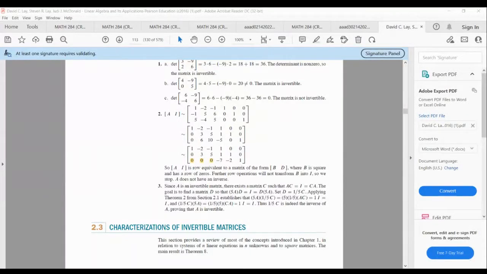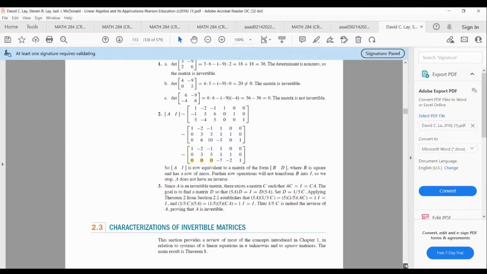Okay, so I want to talk a little bit about section 2.3. In section 2.2, we talked about what an invertible matrix is and how to find an invertible matrix. And in section 2.3, we go into a little more detail about properties of invertible matrices. Section 2.3 is called characterizations of invertible matrices. And there's a theorem I want to show you called the invertible matrix theorem.